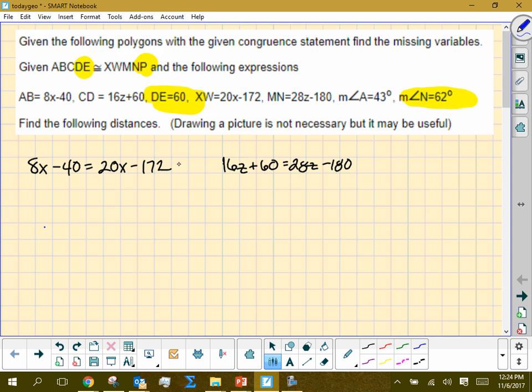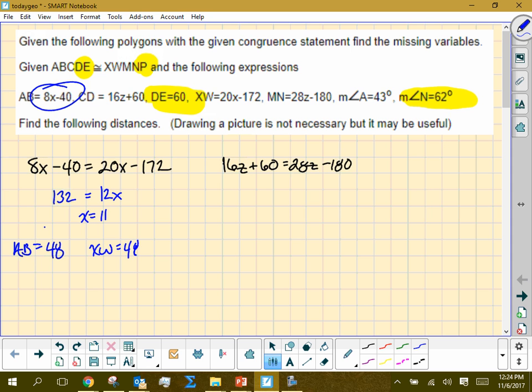But now looking at this information here, I should be able to solve for X and Z, right? If I subtract 8X, that gives you 12X here. I want to add 172 to both sides, so that should give me 132. And then X becomes 11, right? If X becomes 11, when I plug 11 back in right there, I get 88 minus 40, that's 48. So XW should also be 48.